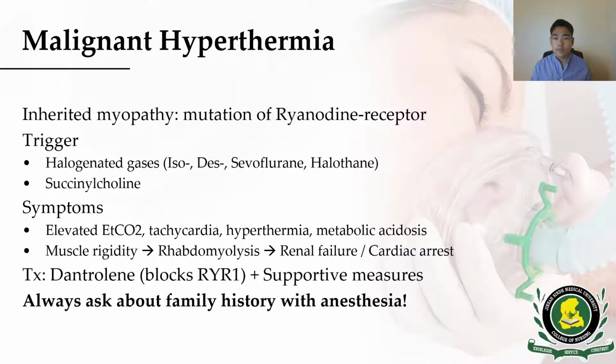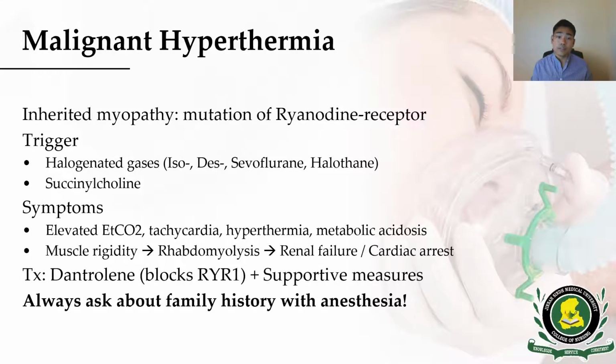Malignant hyperthermia is a very dangerous disease, and it's an inherited mutation in the ryanodine receptor, leading to uncontrolled release of calcium from the sarcoplasmic reticulum. And this results in excessive skeletal muscle contraction and can show up as masseter spasm or rigidity. And the increased muscle metabolism can lead to things like tachycardia, elevated end-tidal CO2, and then late findings can include hyperkalemia, which eventually leads to rhabdomyolysis, kidney failure, and cardiac arrest.